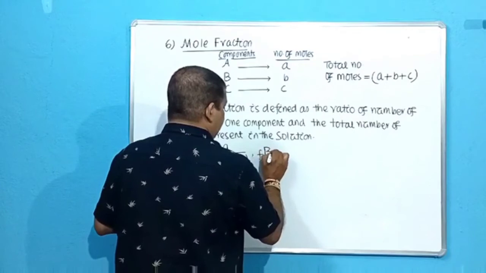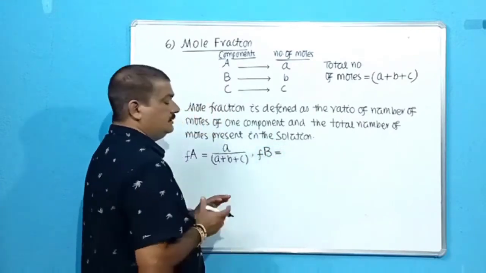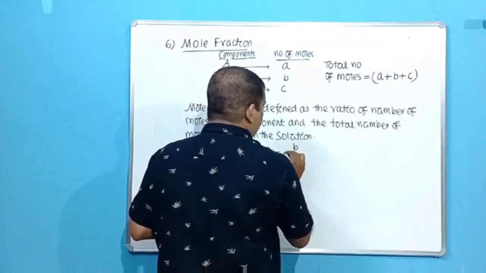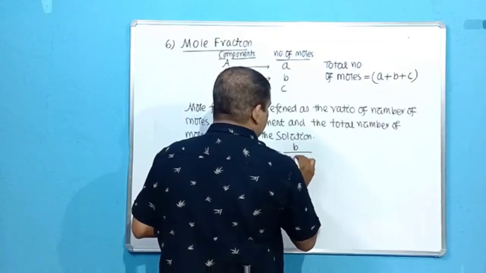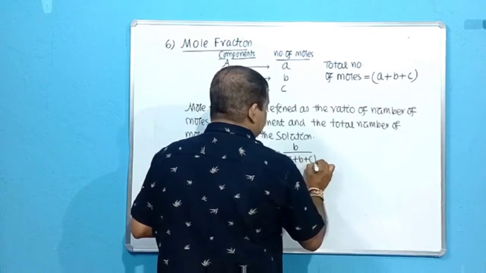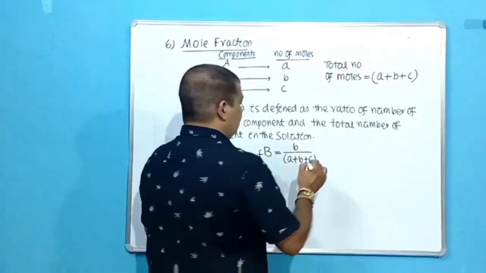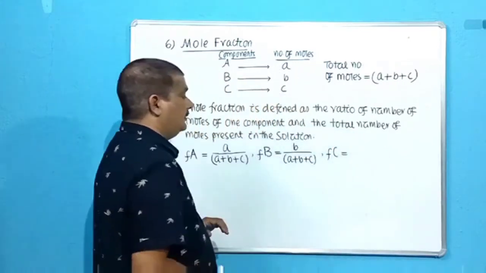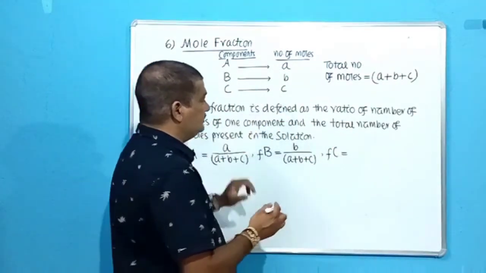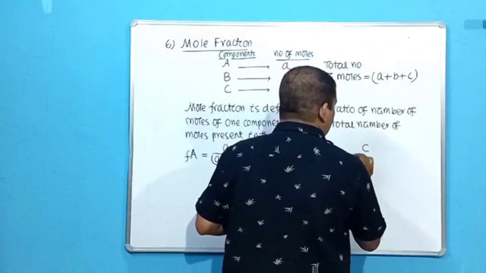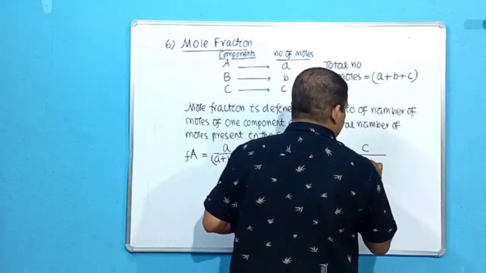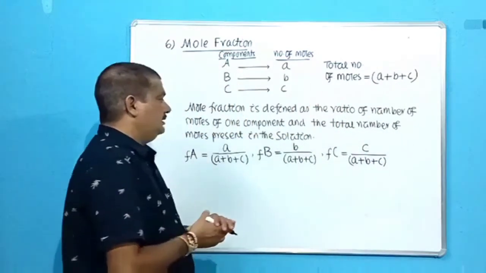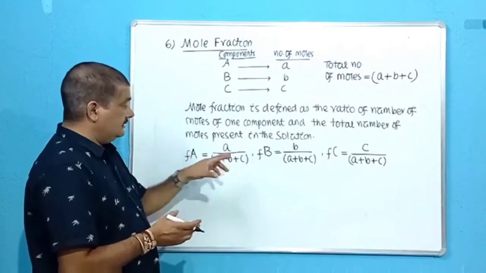Similarly, what will be the mole fraction of component B? The number of moles of B by total number of moles, A plus B plus C. Okay. Then similarly, what will be the mole fraction of C? The number of moles of C, that is C moles, divided by total number of moles, A plus B plus C. So this is what we call mole fraction.